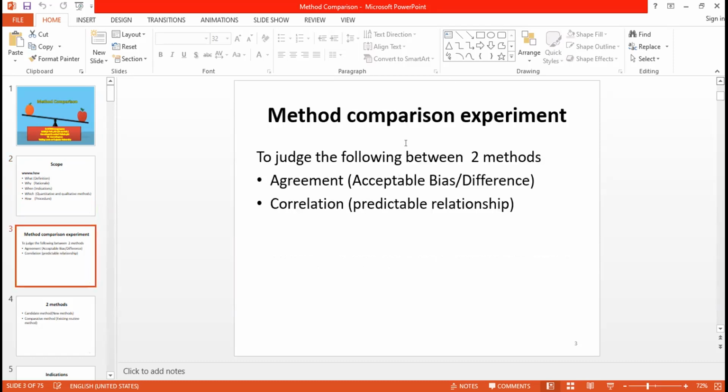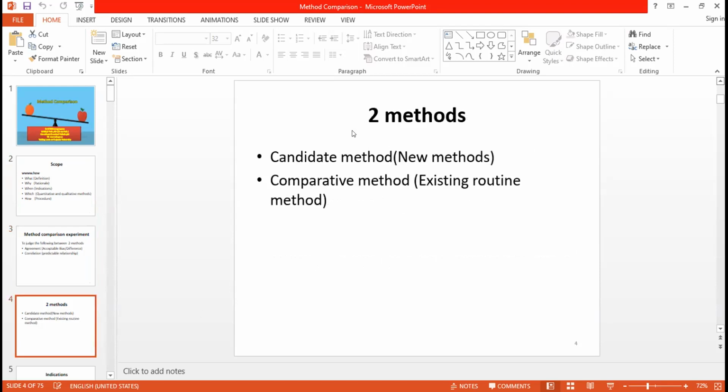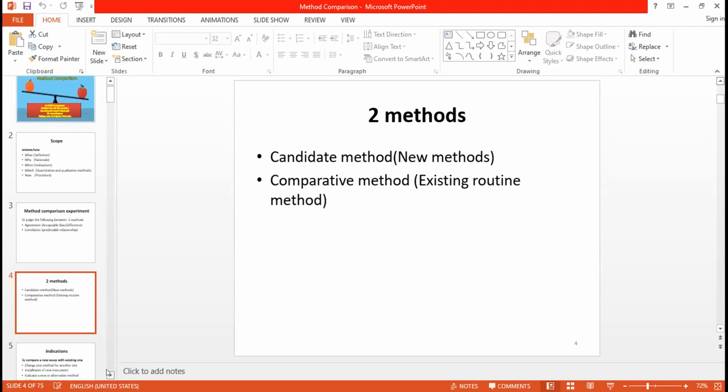A method comparison experiment will judge the agreement and the correlation between two methods. The agreement is when you have an acceptable bias or acceptable difference. The correlation is when you have a predictable or an identifiable relationship between the two methods. I mentioned two methods. So what are these two methods? They include the candidate method, which is the new method, and the comparative method, which is the existing routine method in your lab.